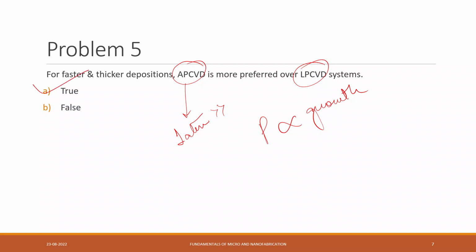So the answer is really true here. So thicker films are formed, and as the pressure is higher, the materials are also transported very instantly, very prominently, to the substrate.